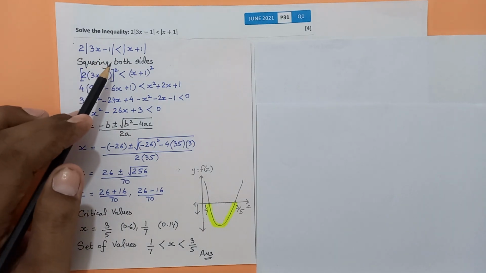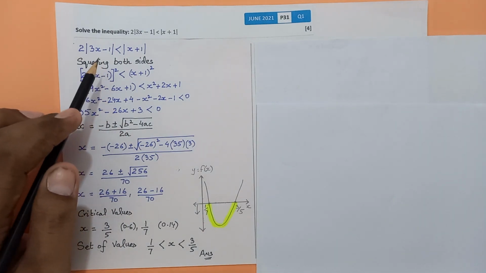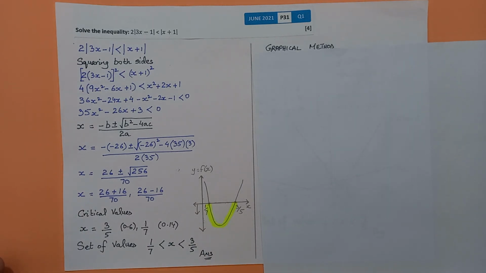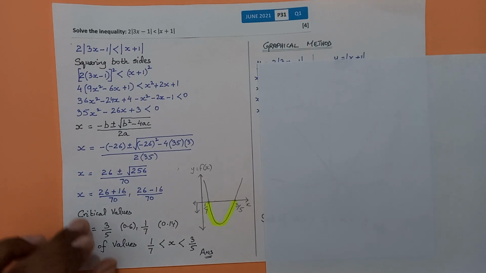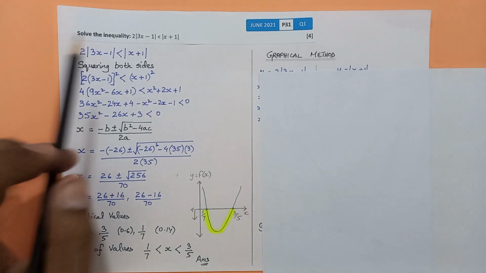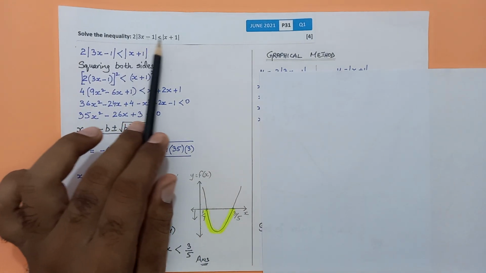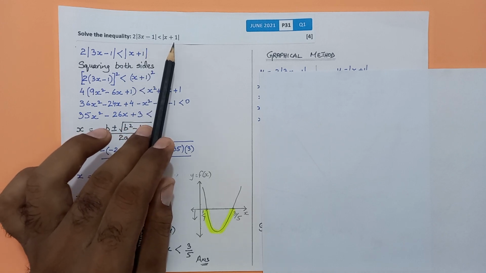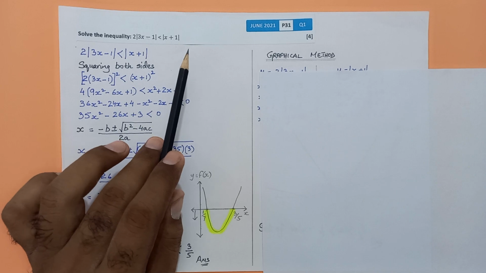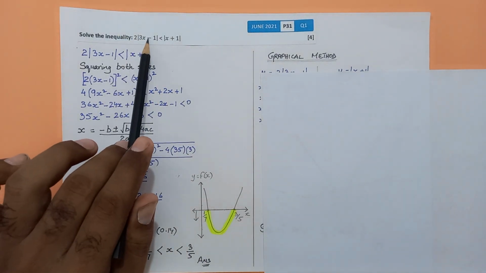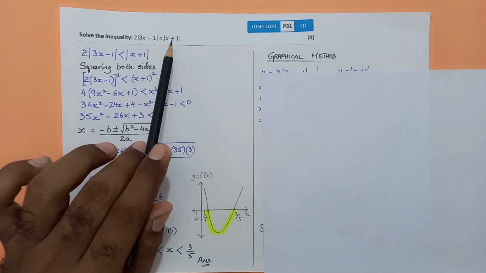As I said in the beginning, we have another method also to find the set of values, that is the graphical method. So let us discuss the graphical method. For the graphical method, if we look at the question and the inequality, we can easily observe that on both sides of the inequality we have two linear modulus equations. So when I say two linear modulus equations, if we draw the graph, it would be a straight line for both the linear modulus equations.